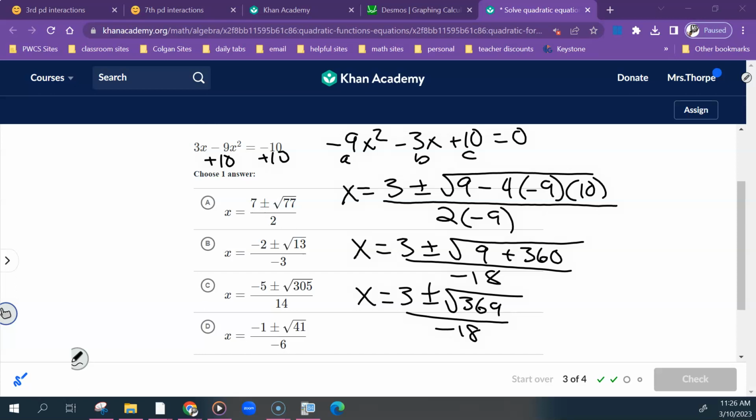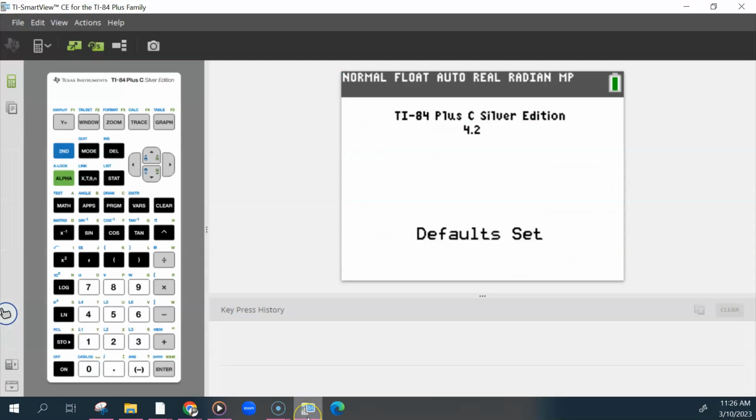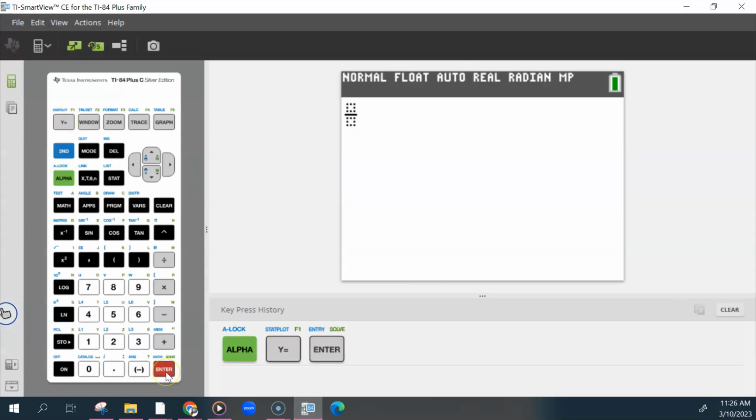So in order to figure out which one it is, you can put it in your calculator and find the decimals and see which decimals match. So we're going to put this one in first. And you don't have to put in both. You can do the plus or the minus, doesn't matter.